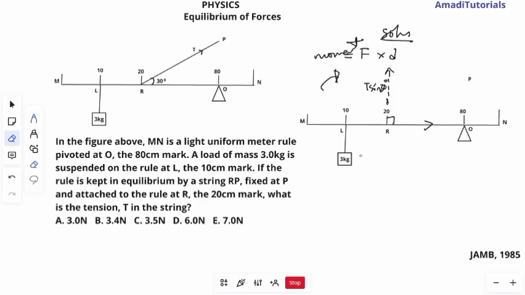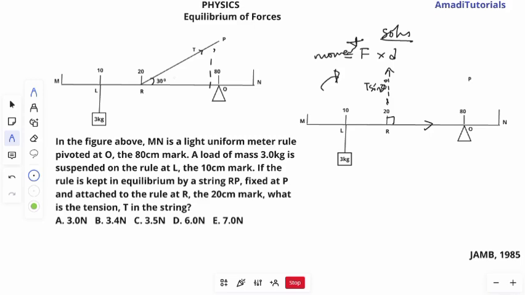So now you resolve this. Someone will ask, why is the vertical component T sine 30 degrees? Now you look here, this is T. If you draw a vertical parallel line to this point, this represents the vertical. So it's only sine that will relate T with this angle.